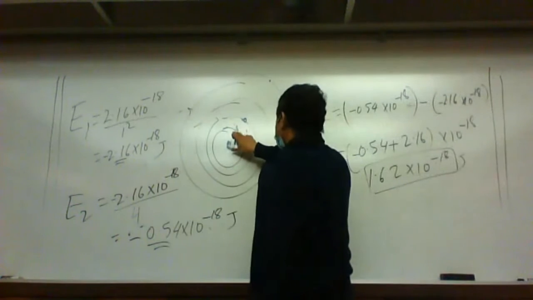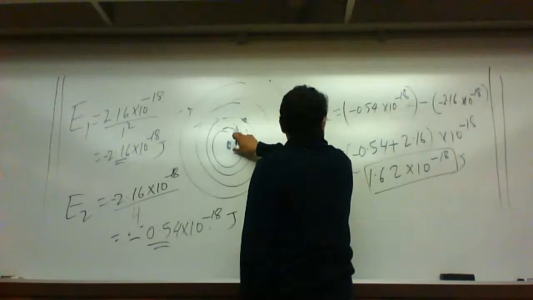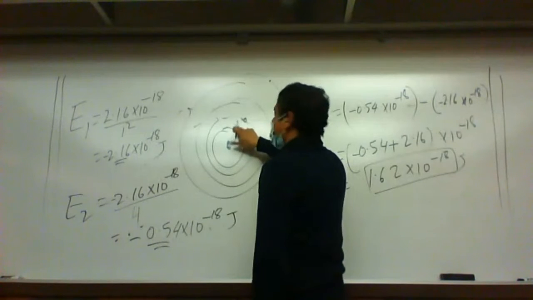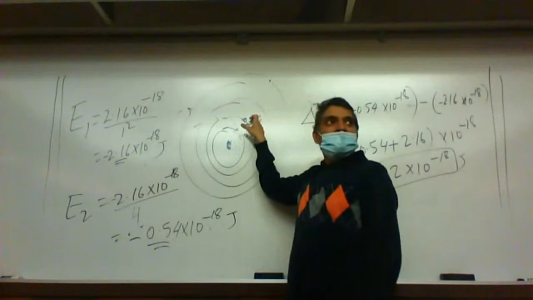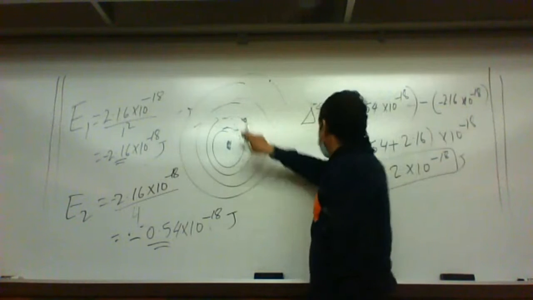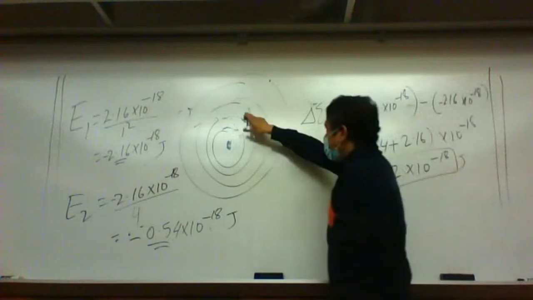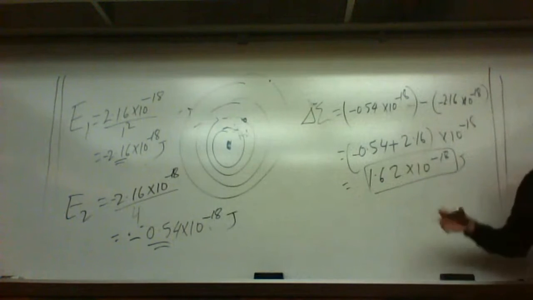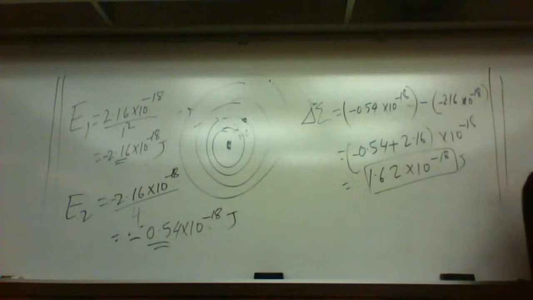So if you put 1.62 times 10 to the power minus 18 joule of energy into this electron, it is going to jump from here to here. Or if the electron is in the second orbit and it jumps from second to first, it is going to give us 1.62 times 10 to the power minus 18 joule of energy. So the difference has that significance. So why are we interested in the difference?